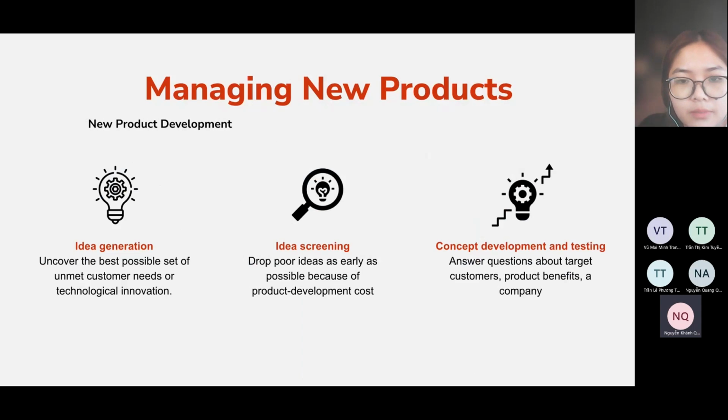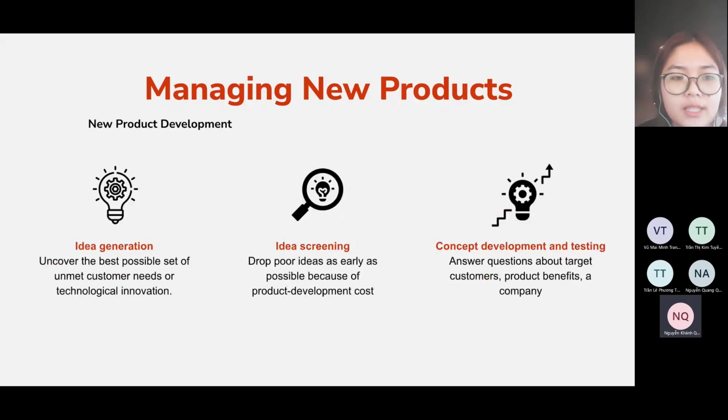So next slide, please. In new product development, there are several steps. I will explain one by one. The first step is idea generation, which means that we have to uncover the best possible set of unmet customer needs and technological innovations. Ideas can come from different sectors, maybe from interaction with customers, employees, scientists, or other groups, or using creativity techniques and studying the competitors. Next step is idea screening.